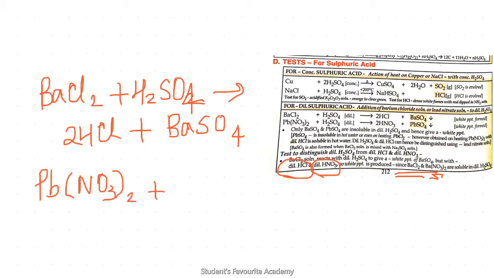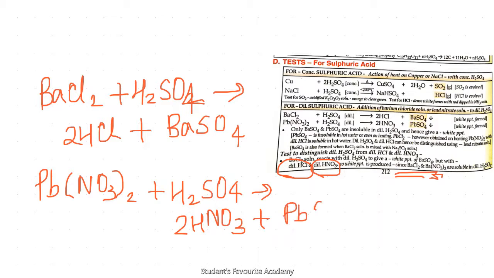And when you talk about lead nitrate, children, this is Pb(NO3)2. When this is reacted with dilute H2SO4, it forms nitric acid, and then the precipitate of lead sulfate is formed. How is this possible, children? Because lead sulfate is insoluble in hot water even if it is heated. However, the lead chloride obtained with dilute HCl is soluble in hot water. So dilute sulfuric acid and dilute hydrochloric acid can hence be distinguished using lead nitrate solution.